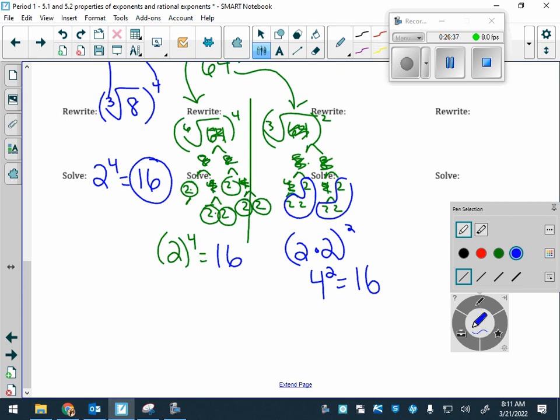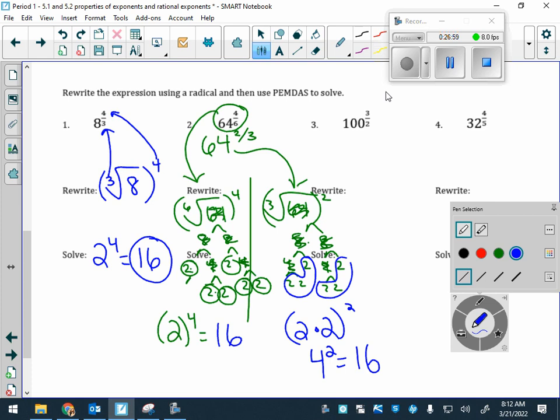Okay. If you did the cube root of 64, you're looking for 3 of a kind. Well, there's 2 sets. For every group of 3, one comes out. For every group of 3, another comes out. 2 times 2 is 4. 4 squared is 16. So you should have gotten the same exact answer. How many of you did? Good. Okay. Try 3 and 4.